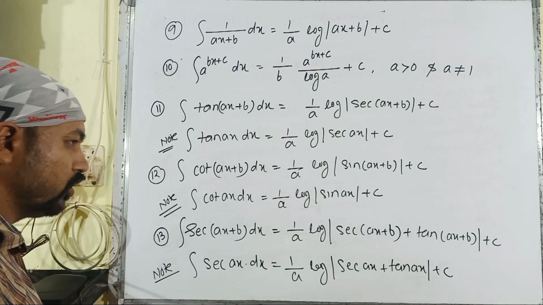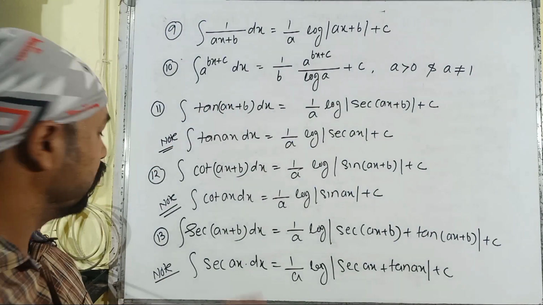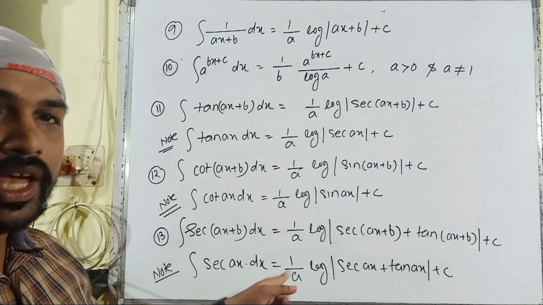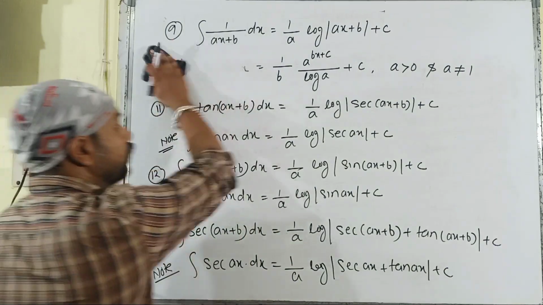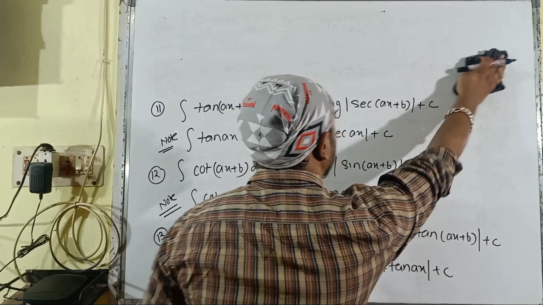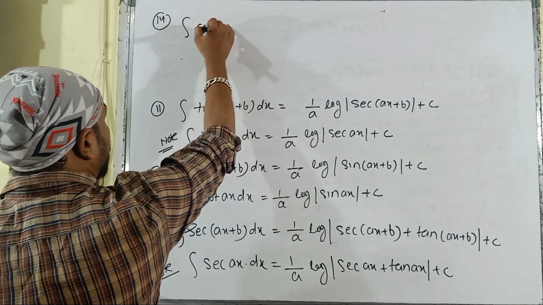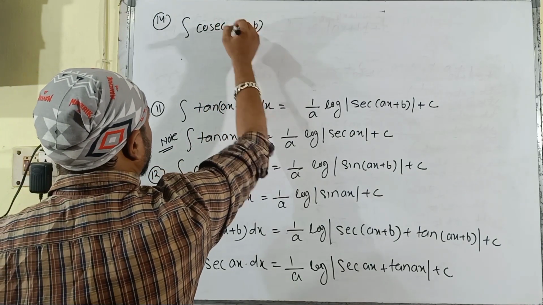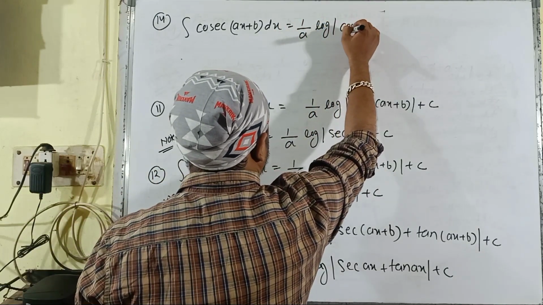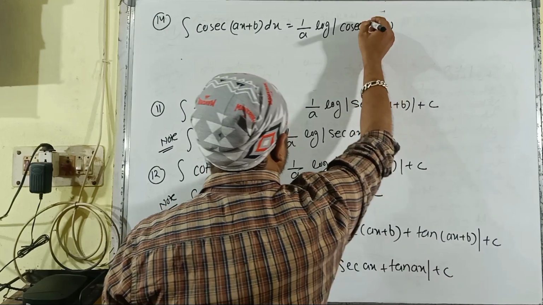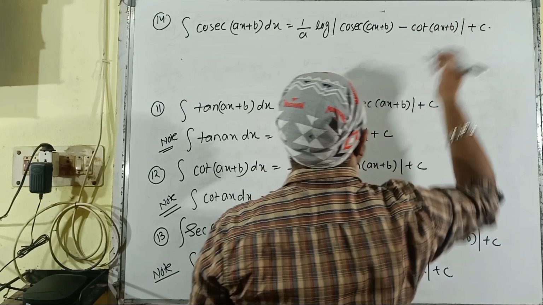One more theorem is also there, the number 14th theorem, the last theorem, which is not there yet. So the number 14th theorem is here. Integral of cosec ax plus b with respect to x is 1 upon a log modulus of cosec ax plus b minus cot ax plus b plus any constant c.